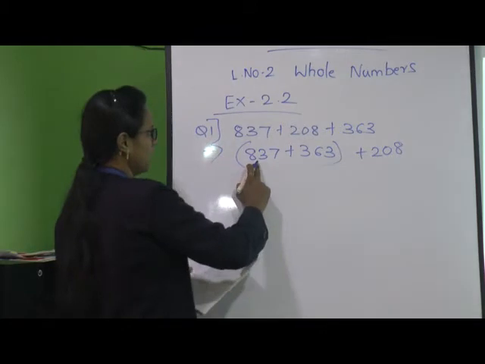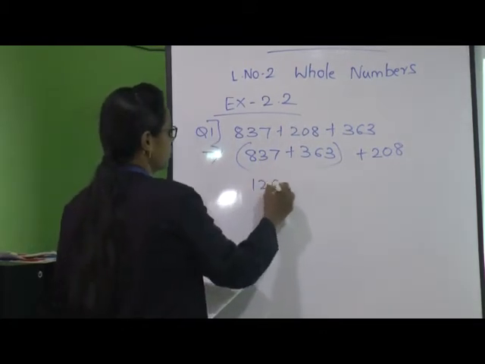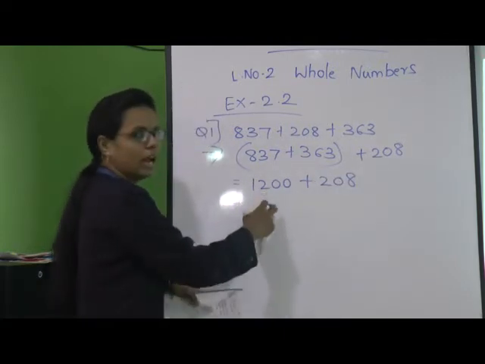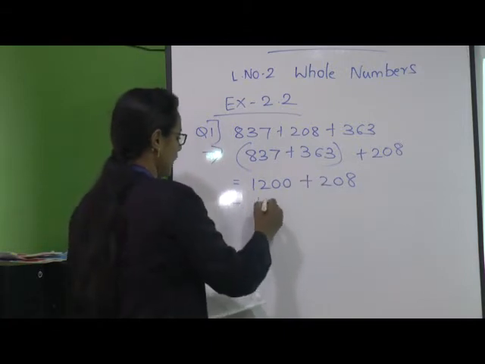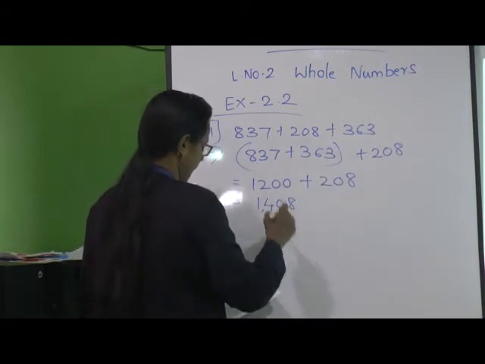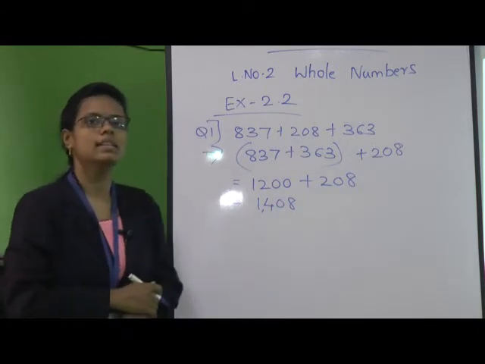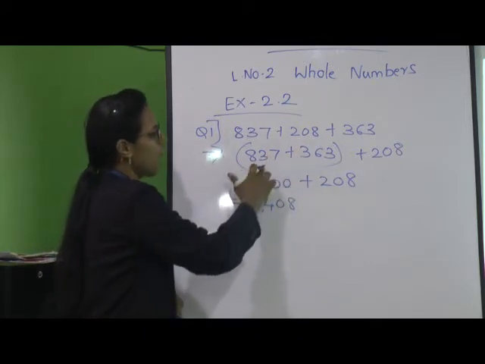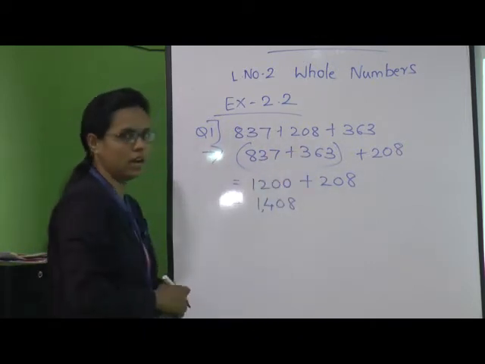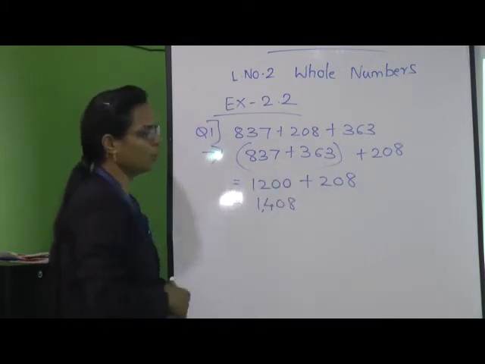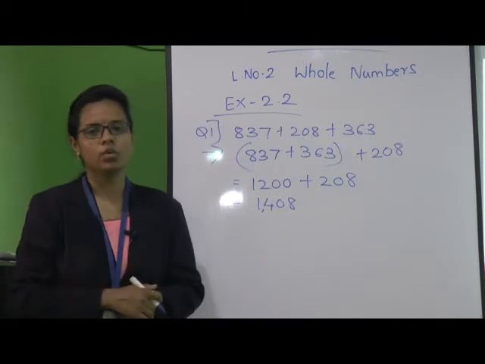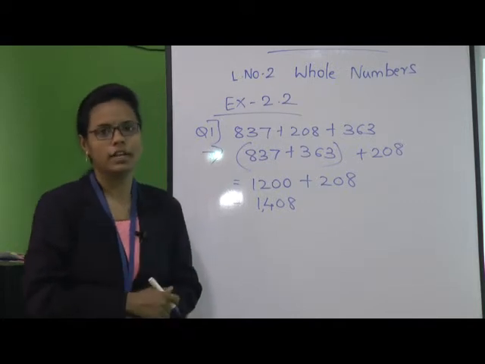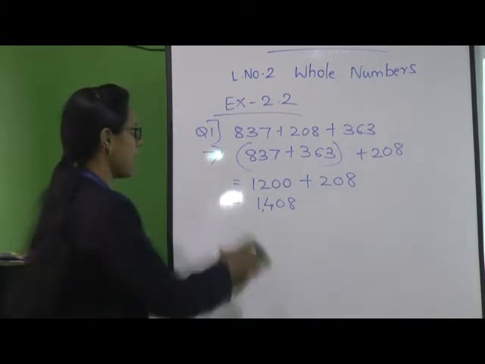So what is the addition of 837 plus 363? It's 1200 and the remaining is 208. So when we add 1200 plus 208, we get 1408. Now we have done the necessary rearrangement. Why we have done so? Because it's easy to add these two numbers, we get the addition 1200 and 1200 can be easily added to 208. So in this way we do the rearrangement of numbers in order to get the sum of the particular number easily. Let us solve one more example.